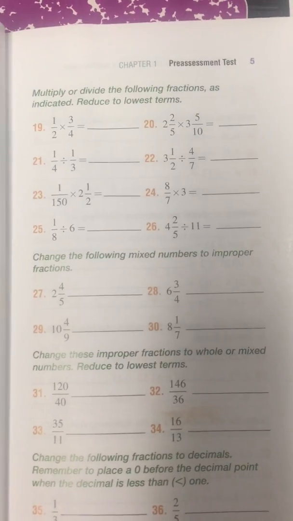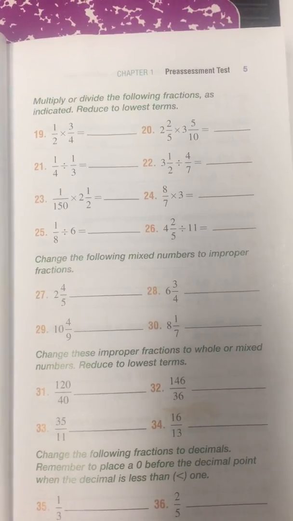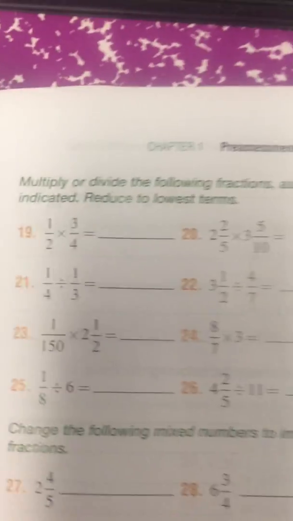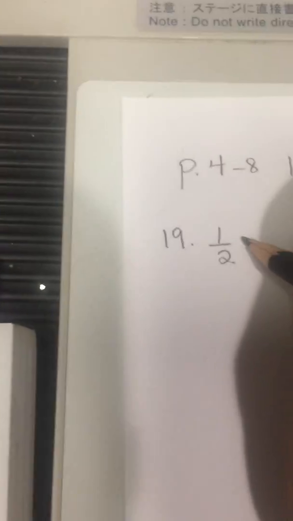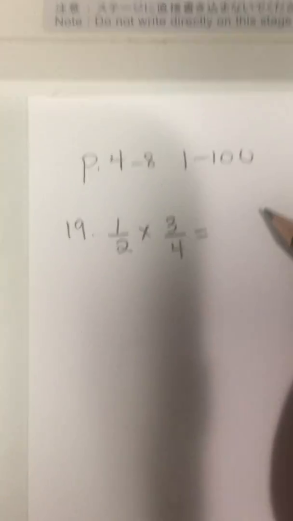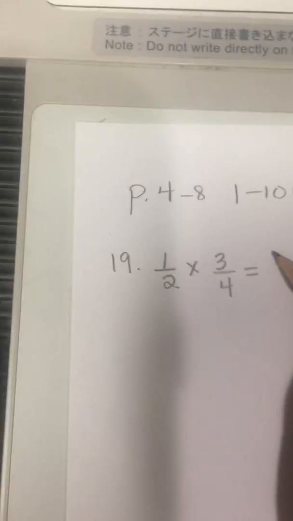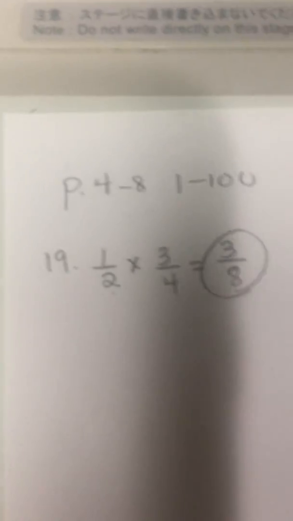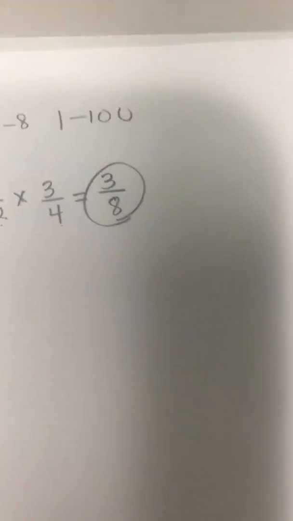The next set, numbers 19 through 26, are multiplying and dividing. Let me give you just an example, if we have not had an opportunity to do that in class, of 19. It says 1 over 2, or 1/2, times 3 over 4. We're going to multiply that straight across. 1 times 3 is 3, and 2 times 4 is 8. And it cannot be simplified.